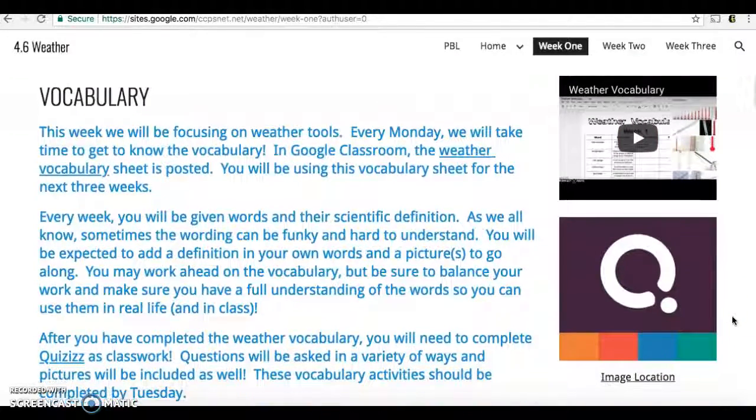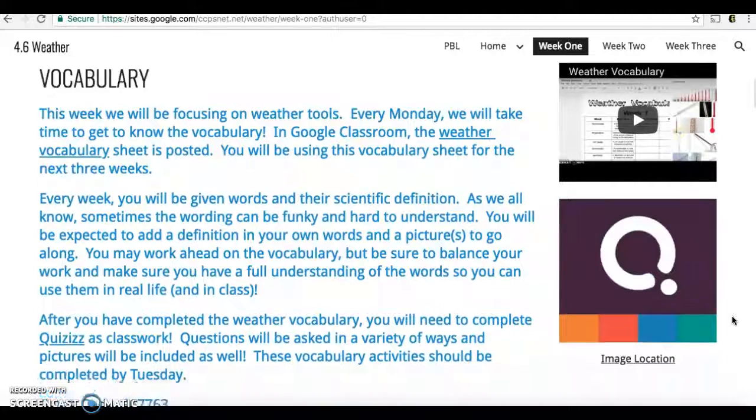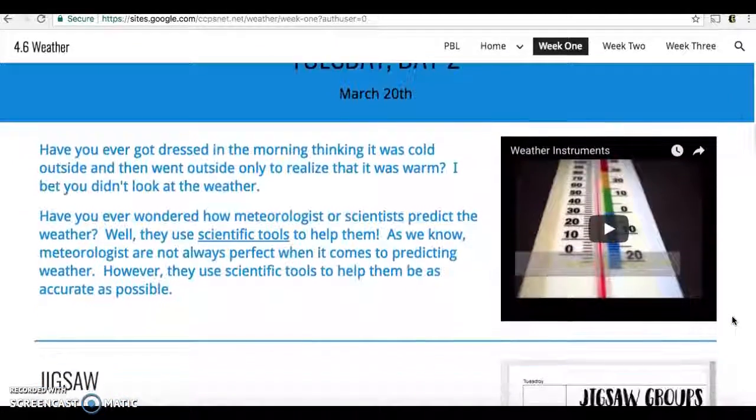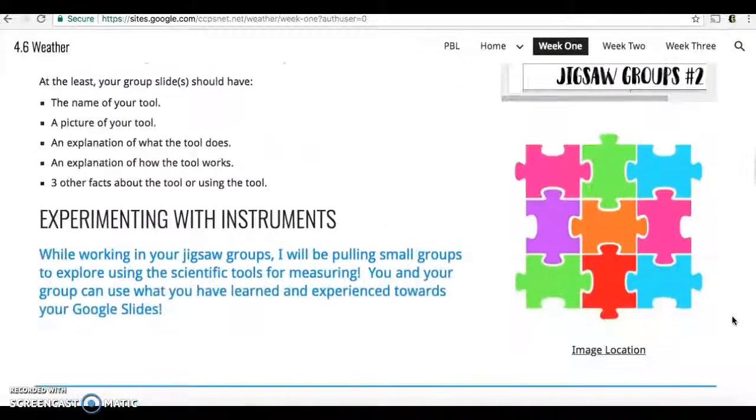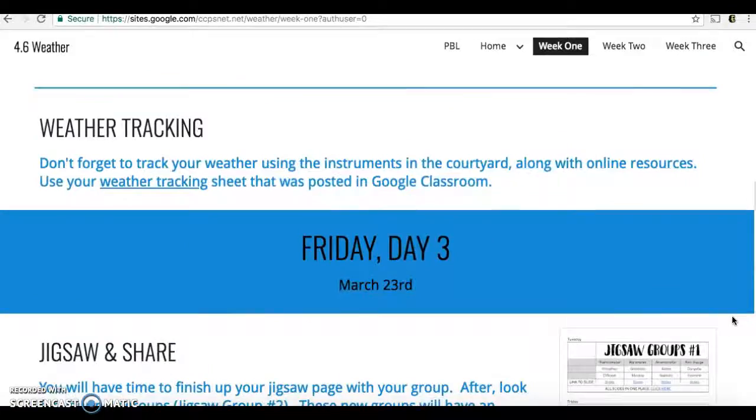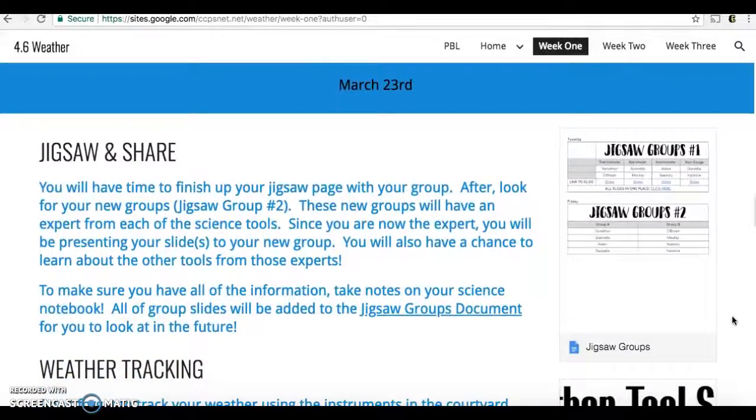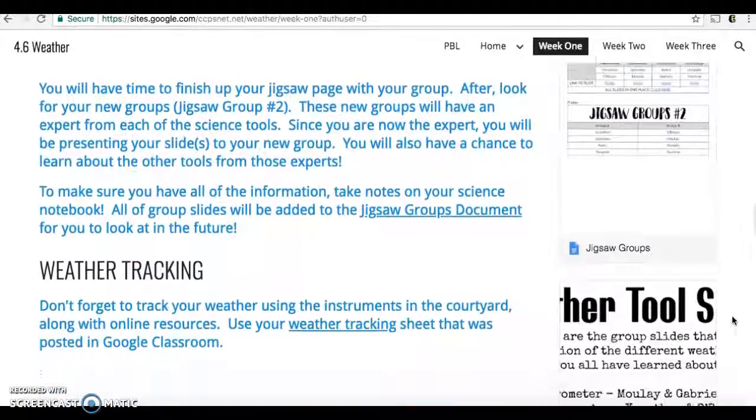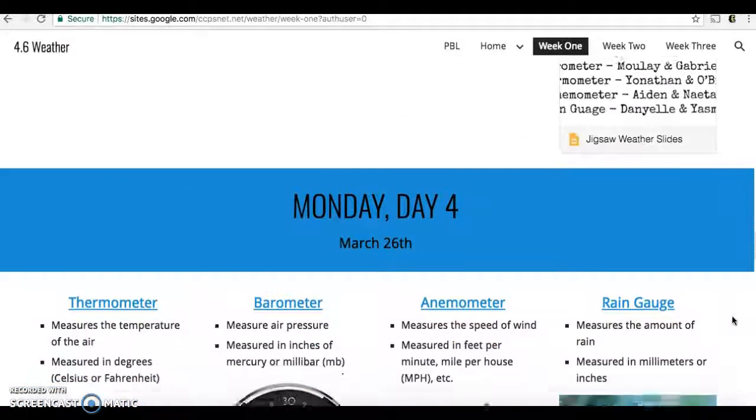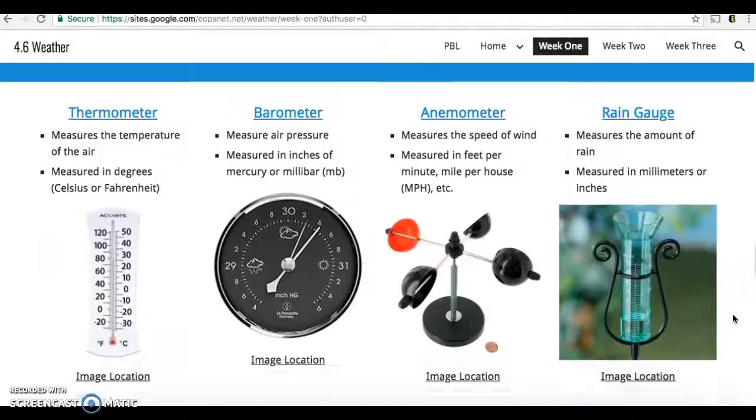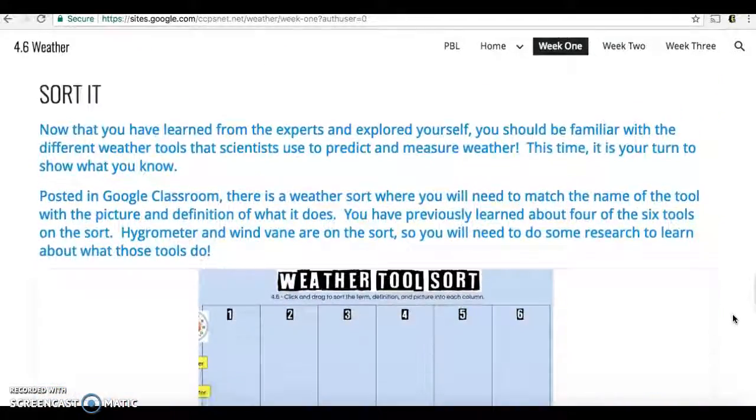So every first day of the week, they would start off with vocabulary, where they would complete their weather vocabulary and quizzes game. And then incorporated throughout the rest of the week were different activities that the students would do. And they were expected every day to track the weather to see and look for patterns. Here, again, activities are linked, information, videos are all in here.